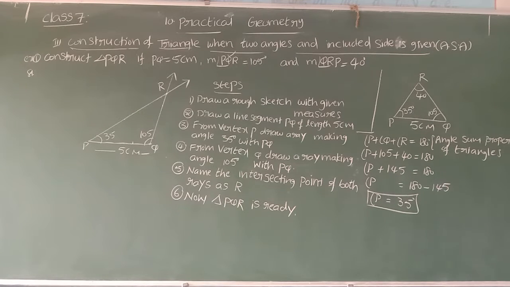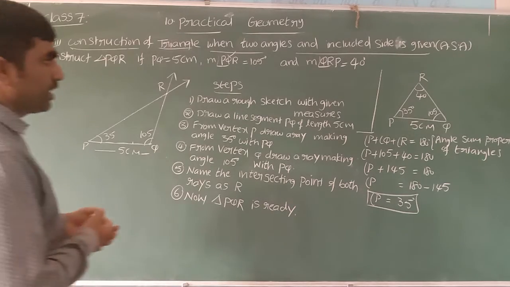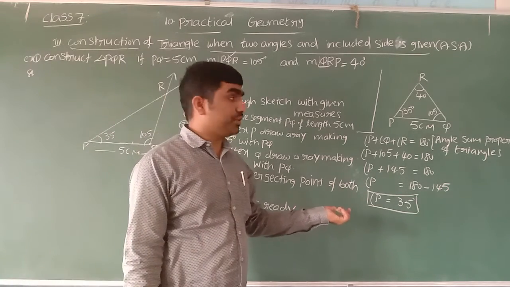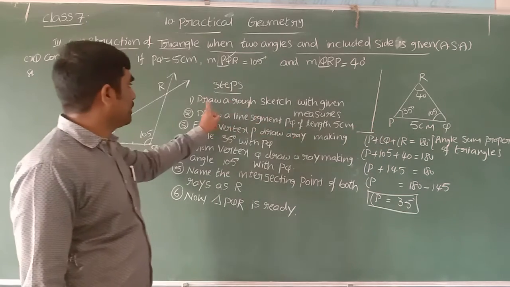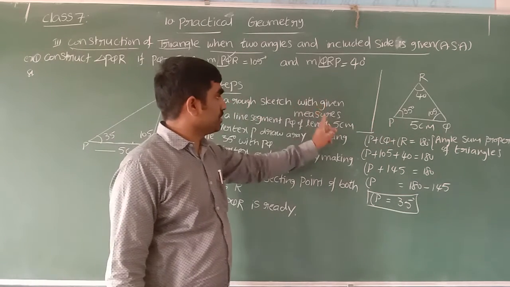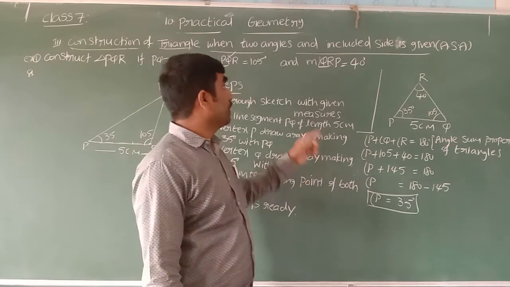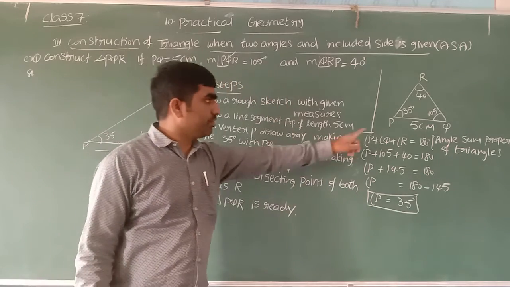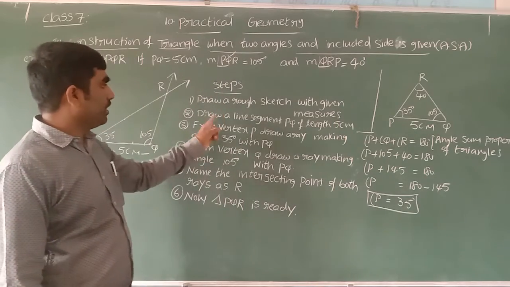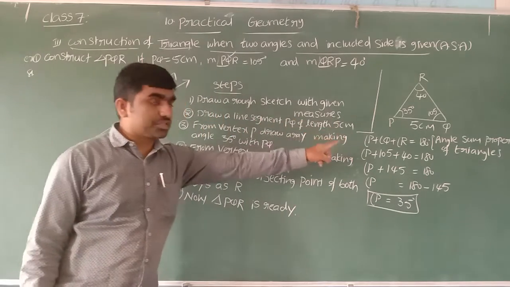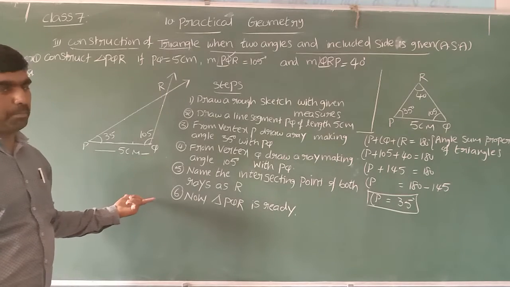After the construction, we need to write the steps also, like how we did one by one. We need to write the process. First, we took a rough figure. So draw a rough sketch with the given measures. What are the given measures? Two angles and one side. With the help of that, you can draw the rough sketch. Now, based on the rough sketch, we constructed the main figure.